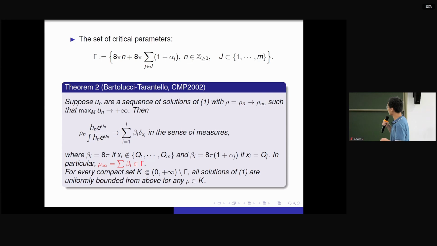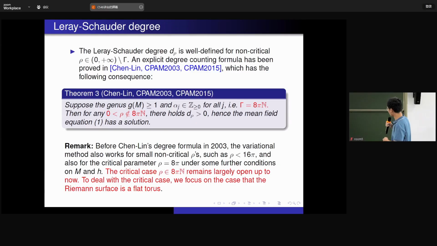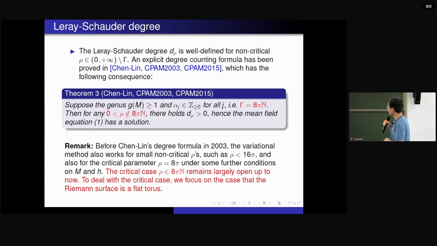Any element in this critical parameter set is just 4π times an integer, so this set is just 4πm. So as long as ρ is not 4π times an integer, and assuming the genus of the Riemann surface is positive, then they can prove the Leray-Schauder degree is always positive. In other words, the mean field equation always has solutions as long as ρ is not 4π times an integer. The Leray-Schauder degree is always positive.